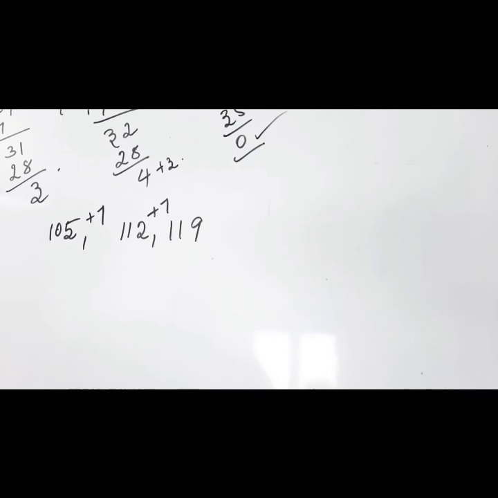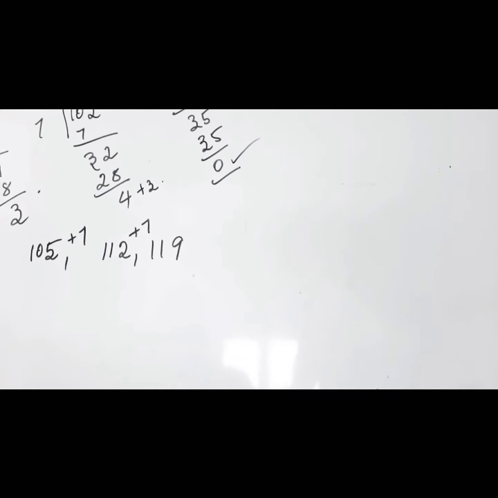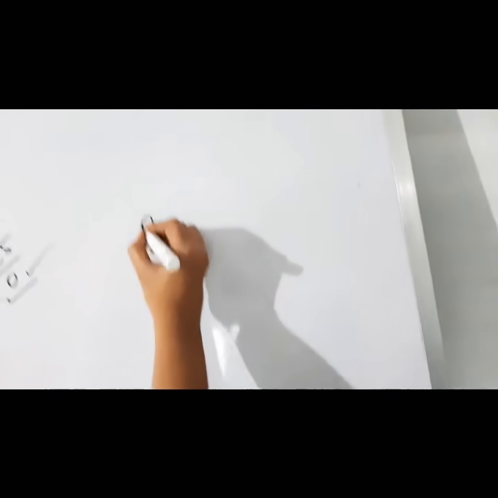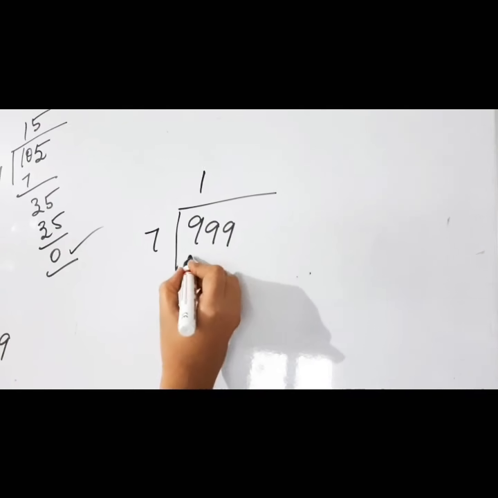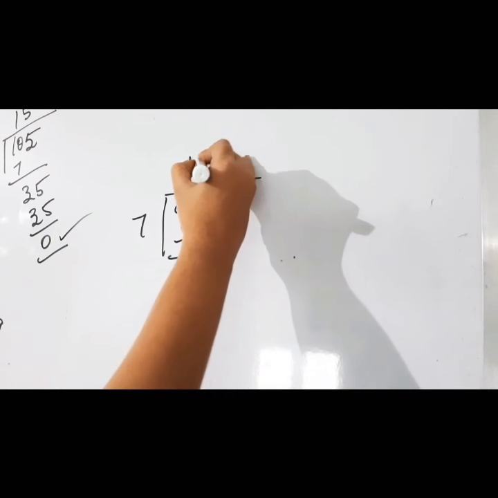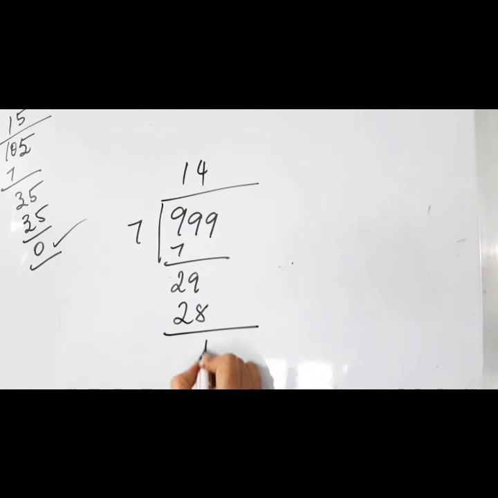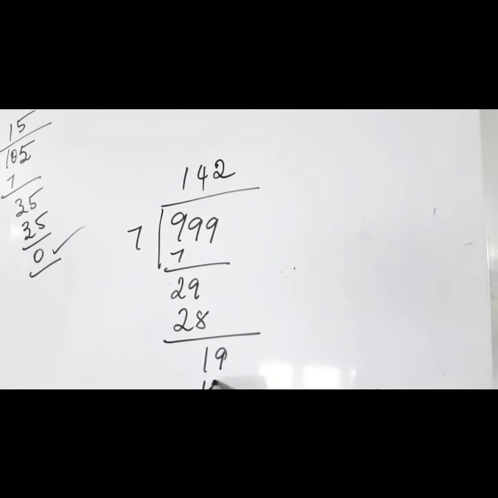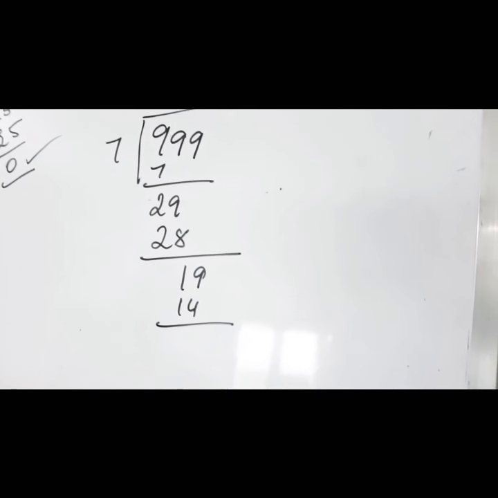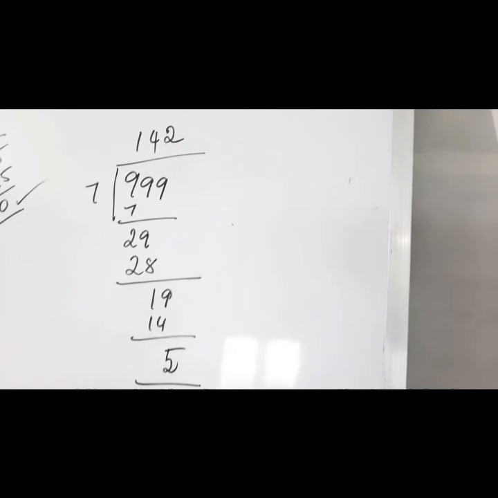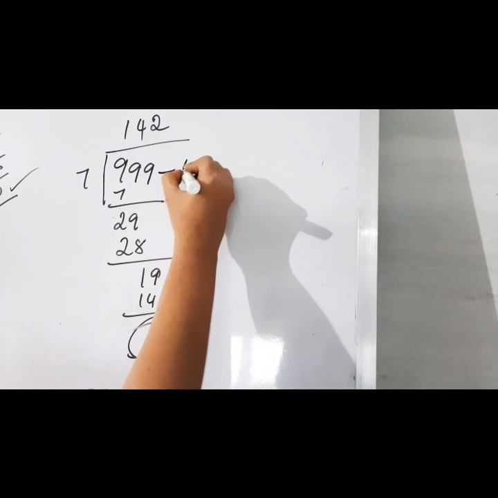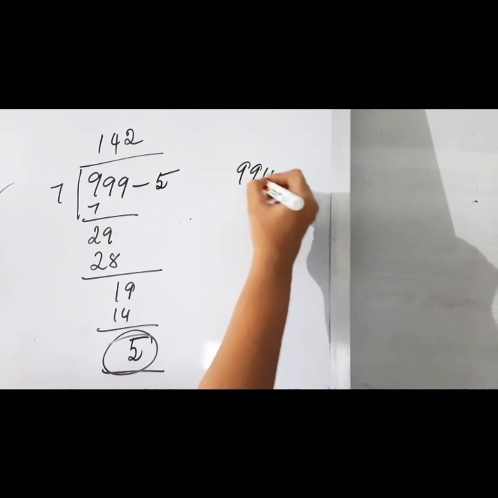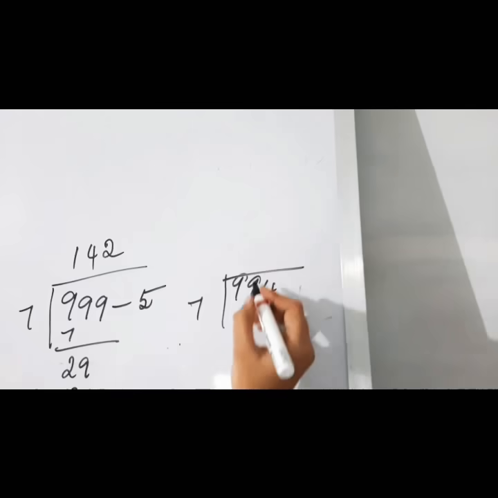The condition itself is very clear, they said only 3-digit numbers. So what is the last 3-digit number? 999. Check whether that number is divisible by 7 or not. It is not divisible by 7, you are getting a remainder. So how to find the number which is divisible by 7? Subtract this remainder from this number. So what will you get? 994.